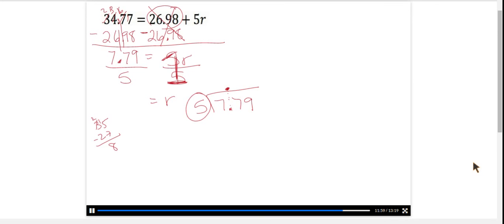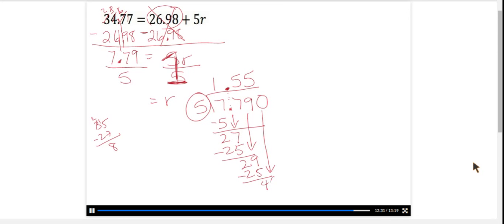So 5 goes into 7 one time. 1 times 5 is 5. I subtract and I get 2. Bring down the next number, which is 7. 5 goes into 27 5 times. 5 times 5 is 25. Now I subtract, I get 2. I bring down my next number, which is 9. 5 goes into 29 5 times, because 5 times 5 is 25. I'm left with 4. So I'm going to add a 0 down here. Bring down my 0. 5 goes into 40 8 times. 8 times 5 is 40. So now I'm left with a remainder of 0.